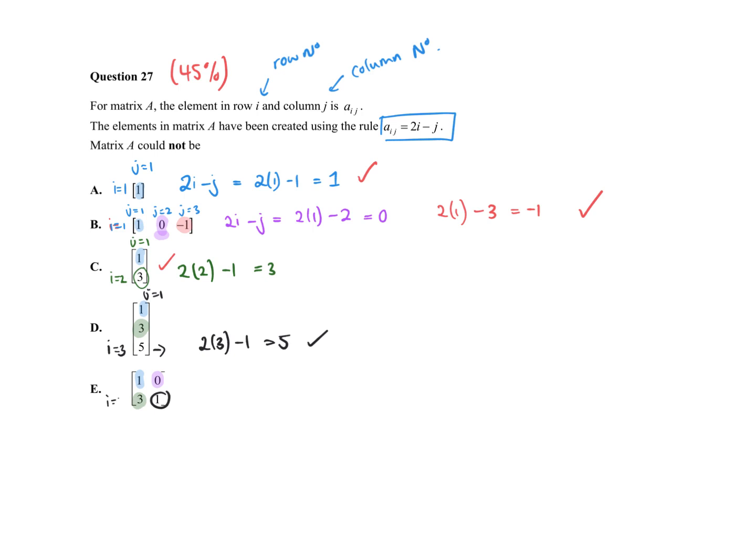So this is I2, J2. So let's do the formula for that. It'd be 2 times 2 minus 2. So that would be 4 minus 2. That is 2. That's not what that one is. So there's the one that it could not be.